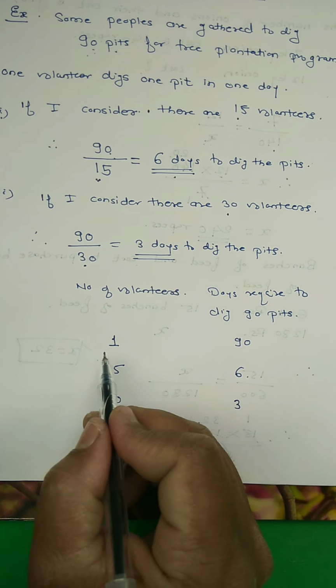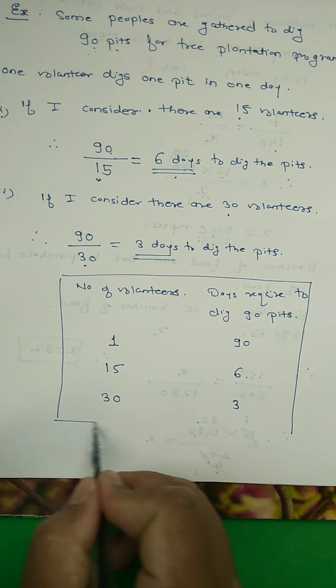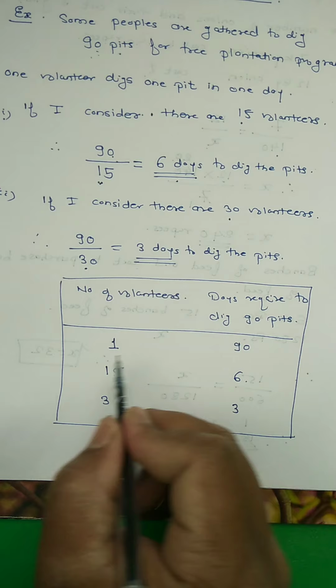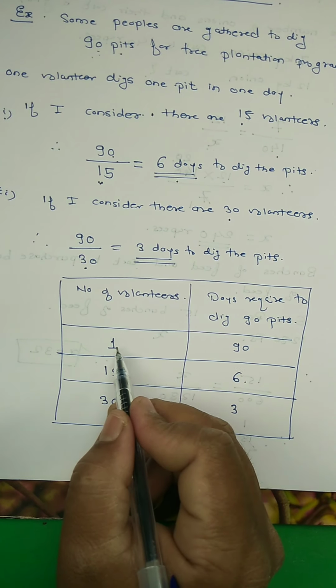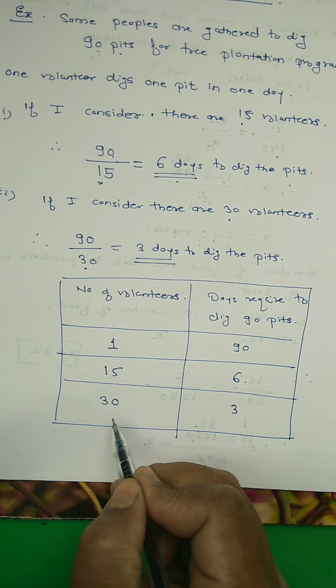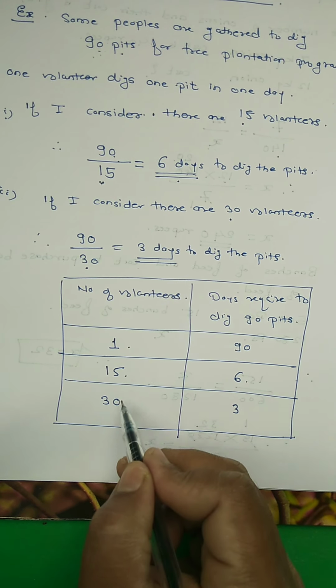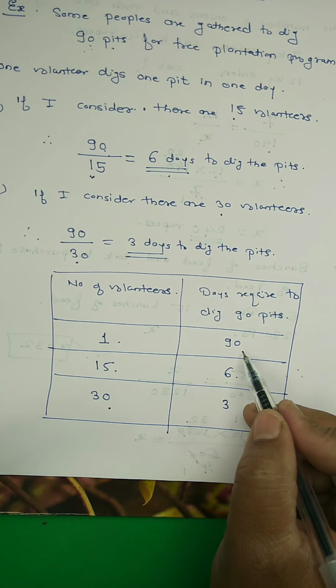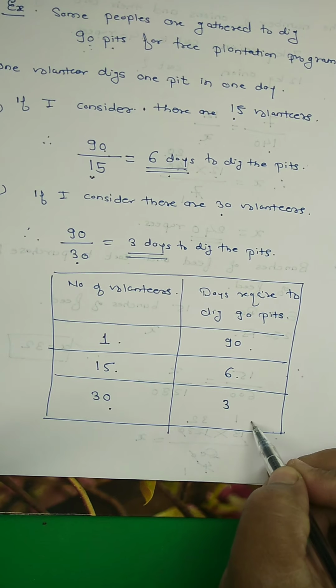Now if you observe this table carefully, one thing you get is that the number of volunteers increases from 1 to 15, 15 to 30, and on the other side, the number of days required decreases.